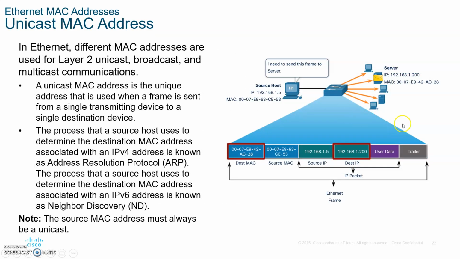Now, remember, the packet is inside the frame. The switches do not go inside the frame; they only look at the MAC addresses. All right, so unicast address means you're sending the frame to one device. That's what we just discussed before. Please write this down: unicast is a unique address that's sent only to one device, and you use the destination MAC address, only that one MAC address.